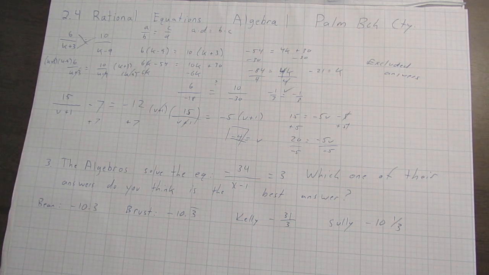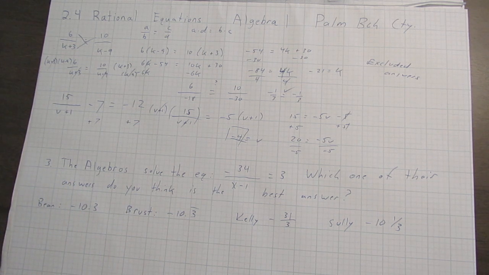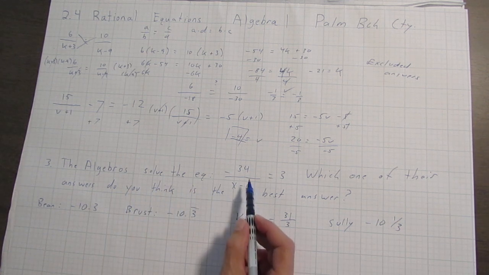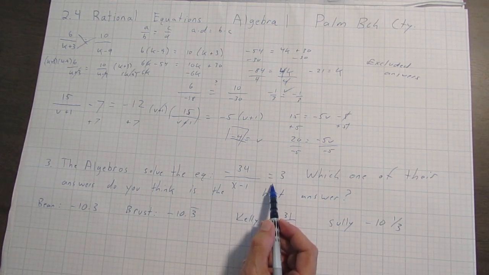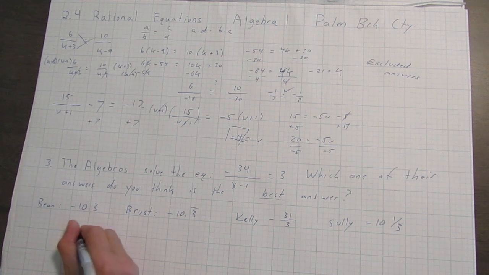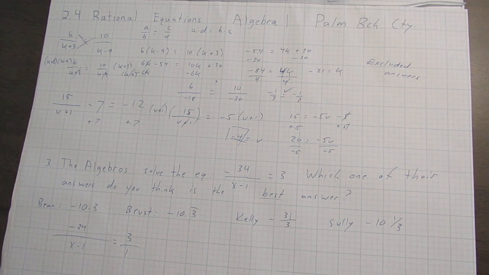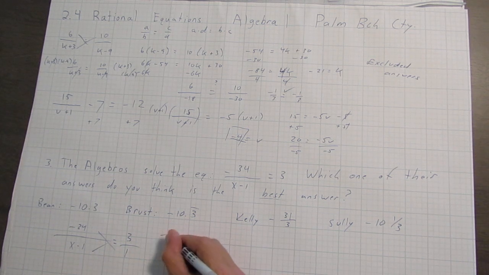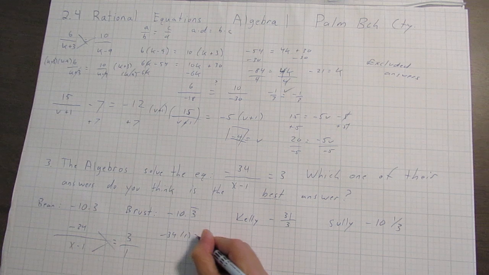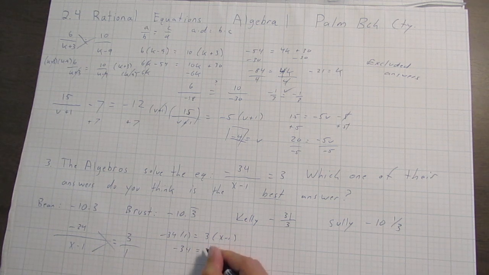This one I wrote out, even though it's kind of goofy, exactly because there's a point I want to make about it. The algebros solve the equation negative 34 over x minus 1 equals 3. Which one of their answers do you think is the best answer? So I can write it as 3 over 1 and then just cross multiply. Negative 34 times 1 equals 3 times x minus 1. Negative 34 equals 3x minus 3.